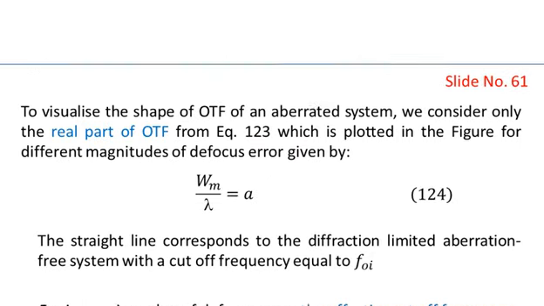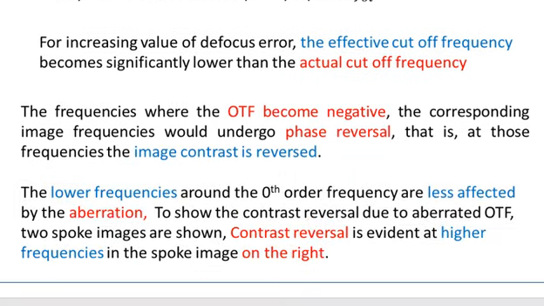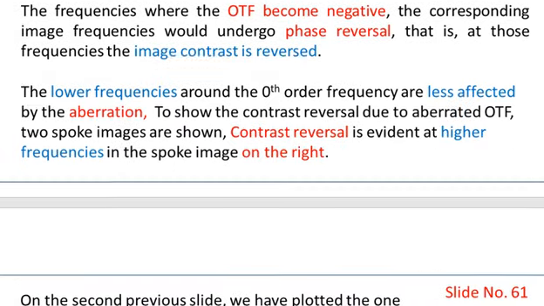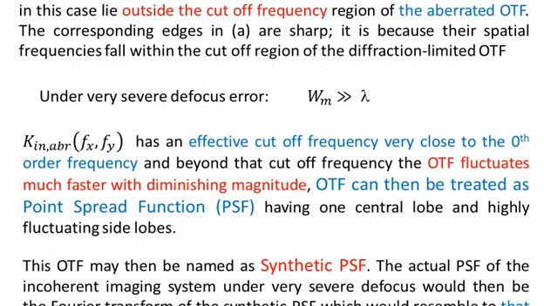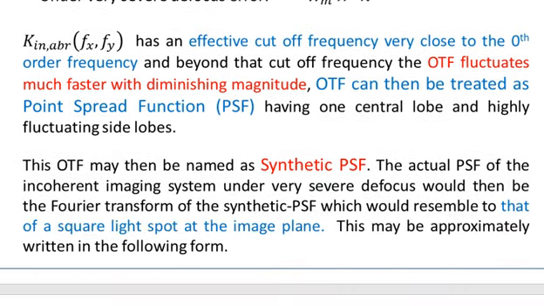So under such a condition the transfer function will behave as the point spread function of the system, like a sinc function, because the sinc function also goes in the negative direction. So when Wm is much greater than lambda, the K in will behave like a sinc function. This K in with very high defocusing error as a function of x and y will behave like a point spread function having one central lobe and many fluctuating side lobes with diminishing amplitudes. The OTF may then be named as a synthetic point spread function.